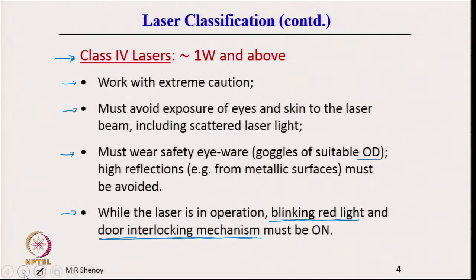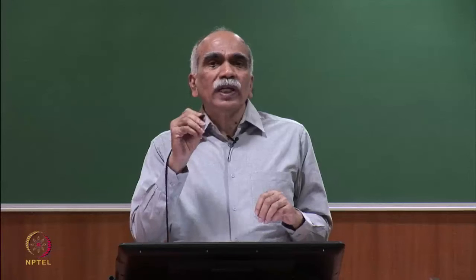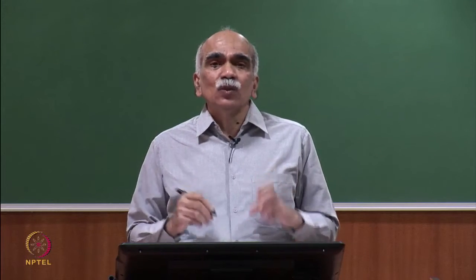All right. So, let me explain what this optical density OD is, because if you take a laser goggle or an eye safety wear, it is always written there OD equal to 5 or OD equal to 6. What does this OD mean?